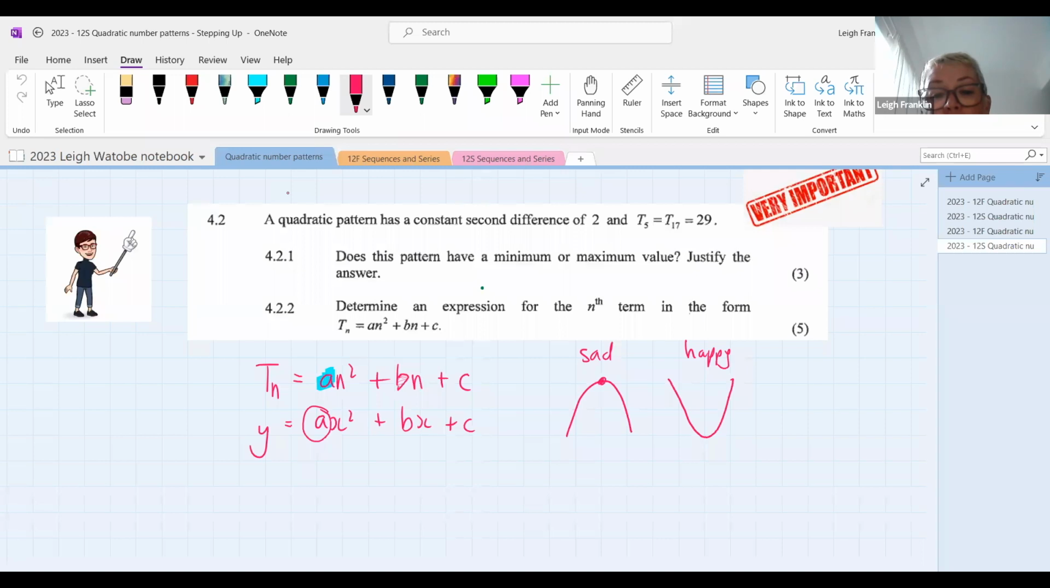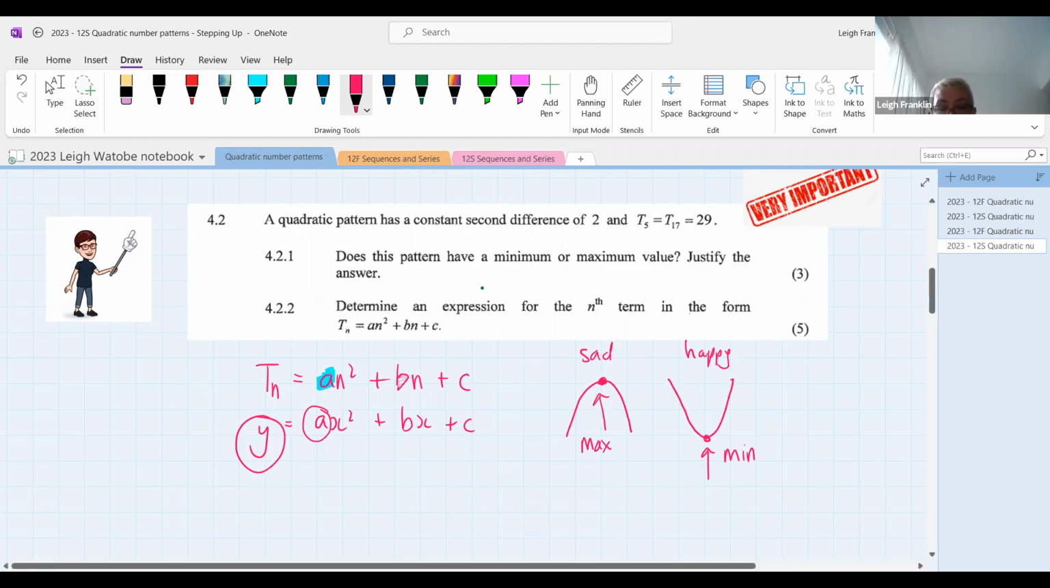So if a pattern makes this sort of shape, it's going to generate a maximum value. And if a parabola is this shape, if it's happy faced, it's going to generate a minimum value. Your maximum and your minimum are your y values. They are your outputs. So when a particular x goes in, you get a particular y value out. So when whatever it is goes in, you get a maximum of whatever it might be. Or when x goes in over here, you get a minimum of whatever that might be.